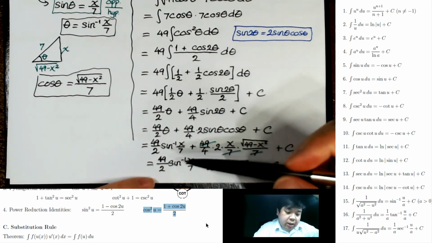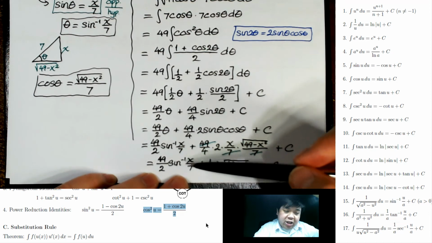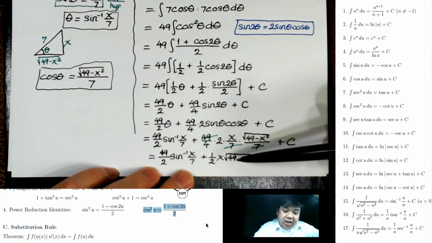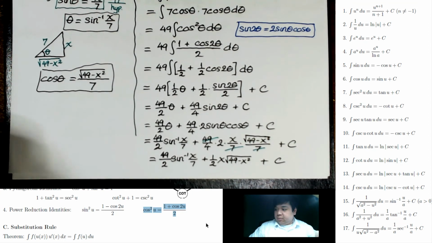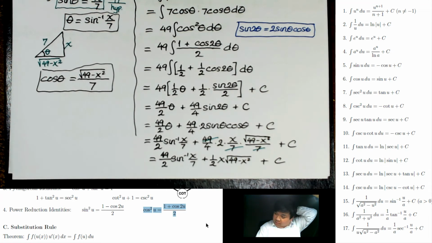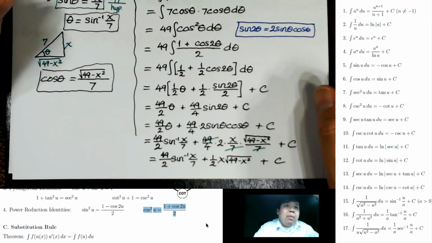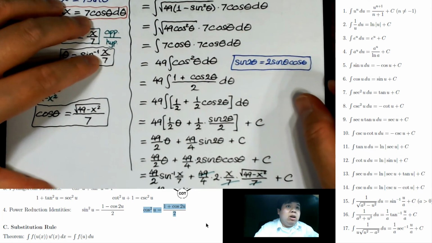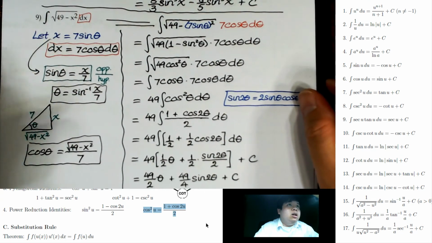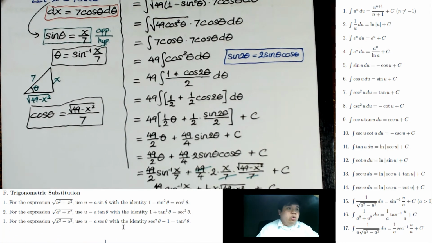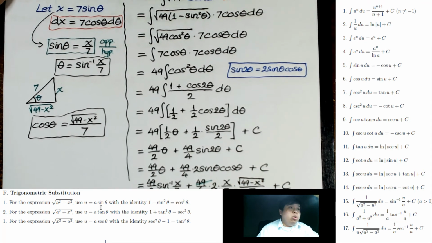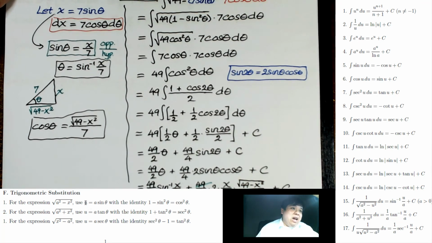So pretty much 49 over 2 sine inverse of x over 7, 1/2 x, square root of 49 minus x squared, and then plus c. Sorry, a little bit long. So that's pretty much the trig substitution. For the trig substitution, we use this rule. Sorry, but this will be x instead of u.